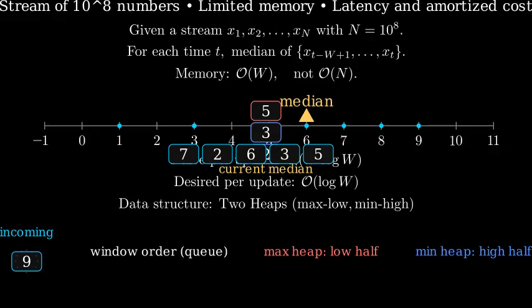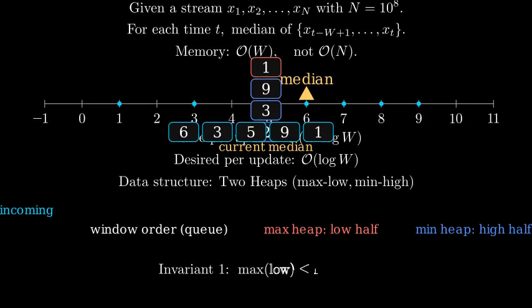Now we slide. When a new value arrives, the oldest leaves the window. We cannot directly remove an arbitrary element from a heap in logarithmic time. We use lazy deletion. We mark the outgoing value, and whenever it floats to the top of a heap, we actually remove it. Then we rebalance. The median is always the top, or the average of the two tops.